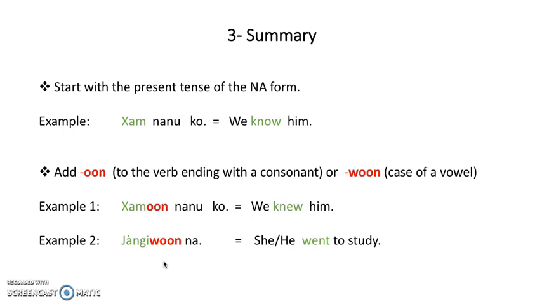And always remember, do not forget the structure of the na form that goes with this. So jangi wona, the na refers to he or she or it. If you remember the na form, it's the third one. So jangi wona, she went to study, or he went to study. Anyway, that was a short presentation of the past tense. Again, you have the verb and you add the tense marker of the past, which is on. If you have a verb ending with a vowel, it's won instead of on.